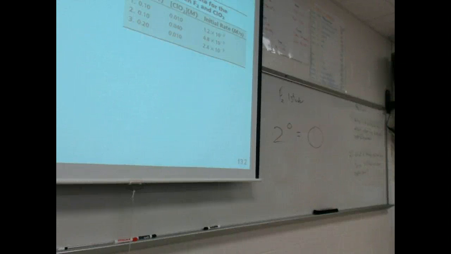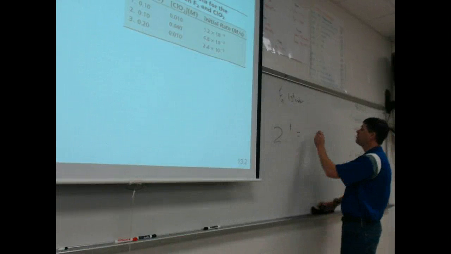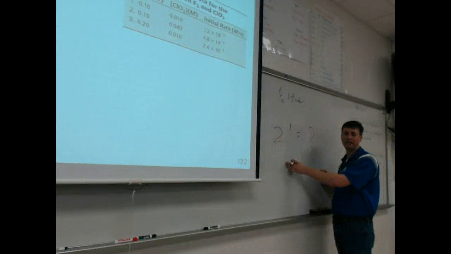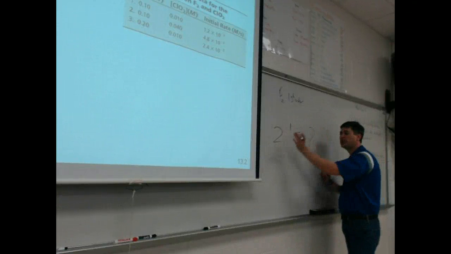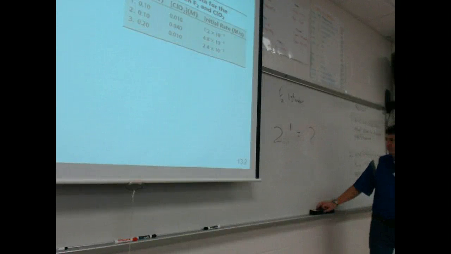It tells us how changing the concentration affects the rate. If something's 0 order, I can increase the concentration all day long and the rate's not going to go any faster. If it's first order, then I know doubling the concentration will double the rate. But if it's second order, then it would go to 4.